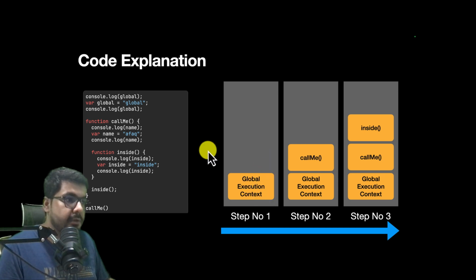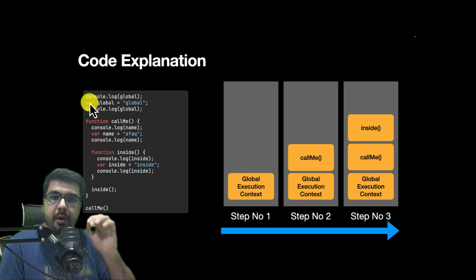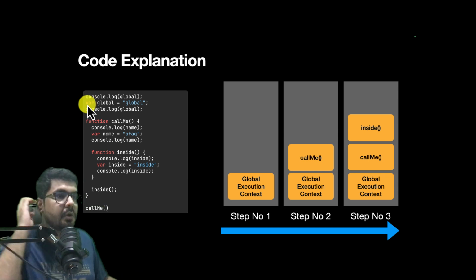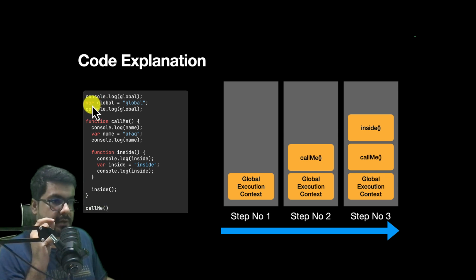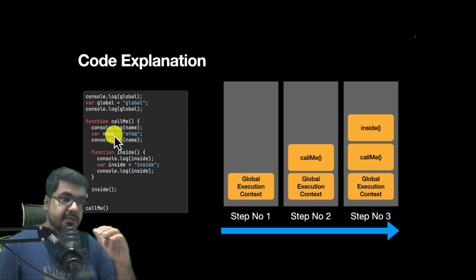So whenever the global execution context is pushed in the creation phase, it will go and look for the var and function keywords, right? So this one is the var keyword, so it will go and reserve memory for this variable global, and second, it will go and look for the function keyword, and reserve the memory for this function as well. Okay, so this is the concept over here.